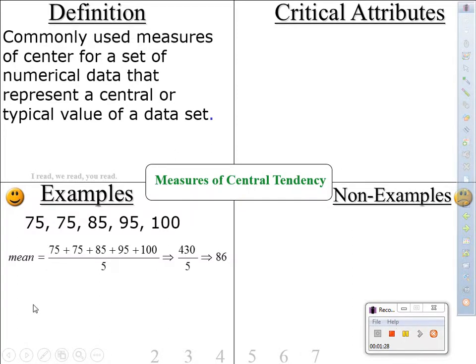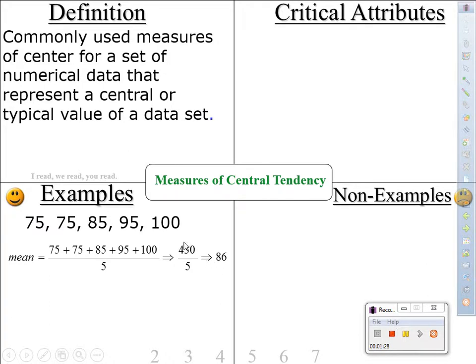Mean. Check this out. Mean is the same thing as saying finding the average. To find the mean, look at the operation. By looking at it, tell your neighbor what to do to find the mean of a set of data. Very good. I heard you add all the numbers and divide by the number of numbers that they give you, right? So here, I added 75 plus 75 plus 85 plus 95 plus 100 and divided by 1, 2, 3, 4, 5 numbers. So that's 430 divided by 5. That's 86. That's my mean.